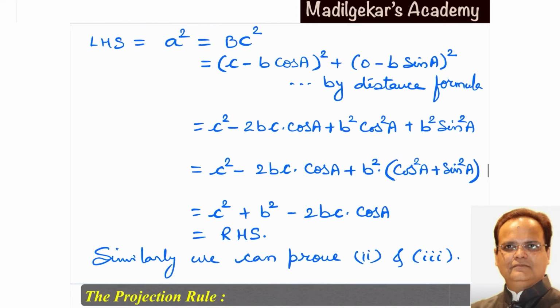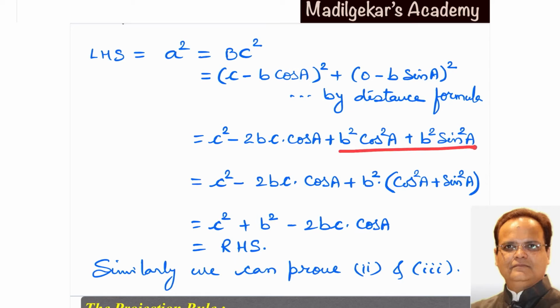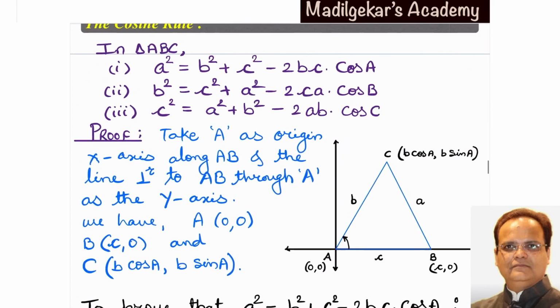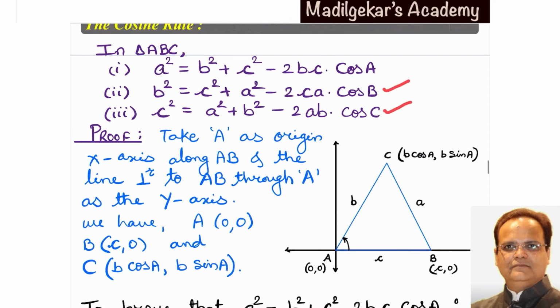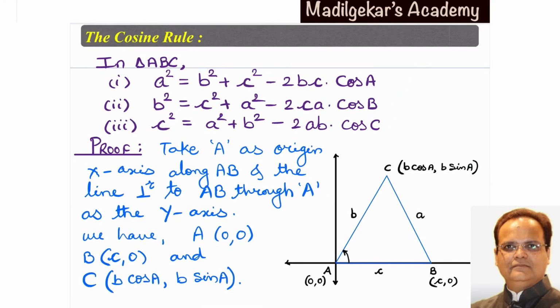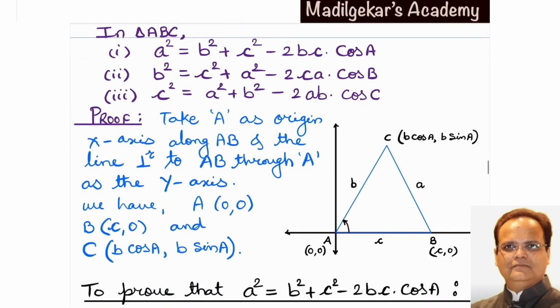In the next step, take cos square A plus sin square A in a bracket, which means take b square common. Cos square A plus sin square A is 1. Rearranging the terms, we get c square plus b square minus 2bc cos A, which is the RHS. Hence proved. Similarly, we can prove the other two equations. So in this way, the cosine rule can be easily proved.